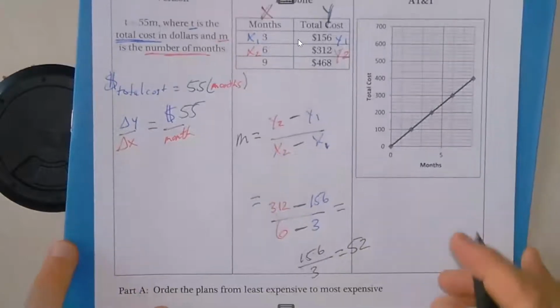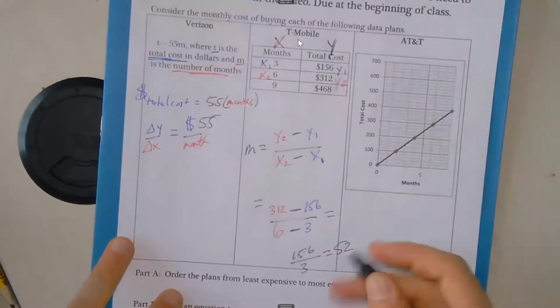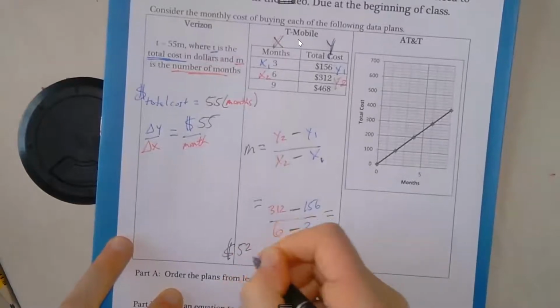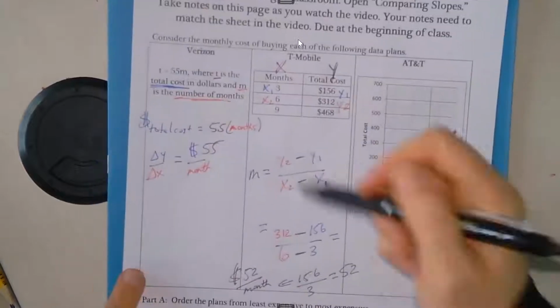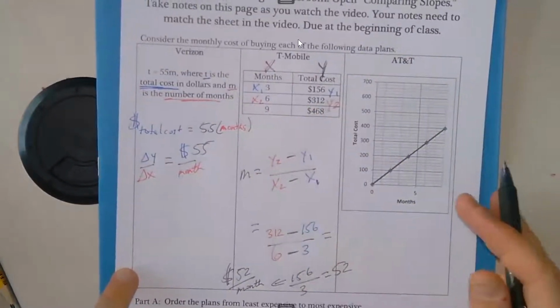So here for T-Mobile, I'm going to write it over here. $52 per month. So Verizon, $55 per month, and T-Mobile, $52 per month.